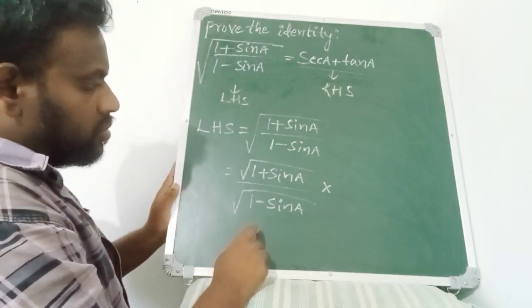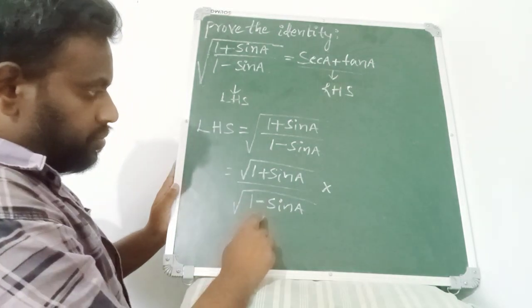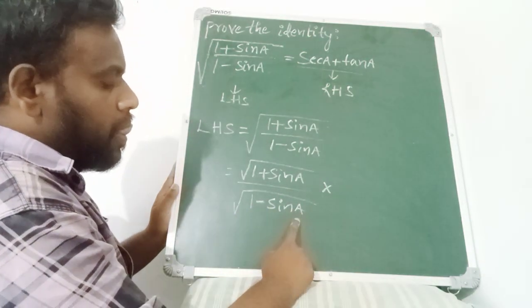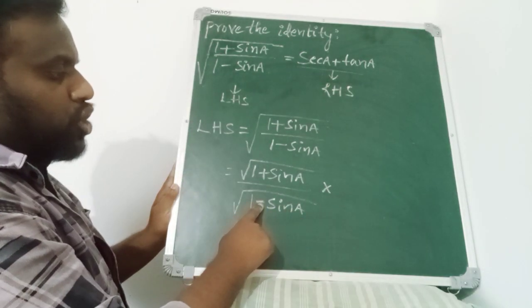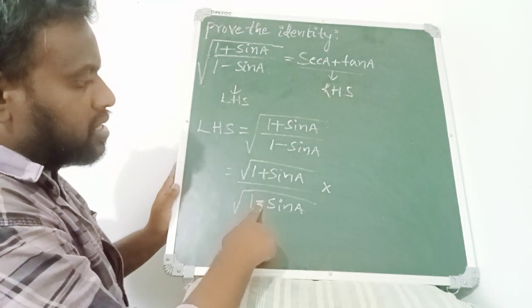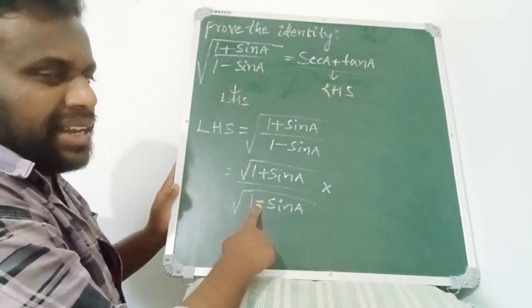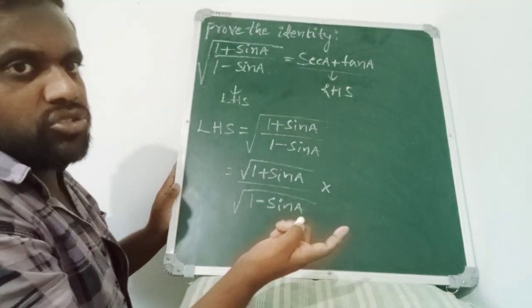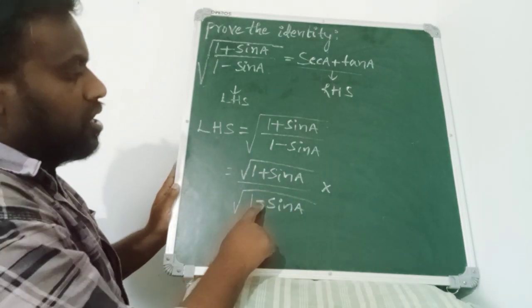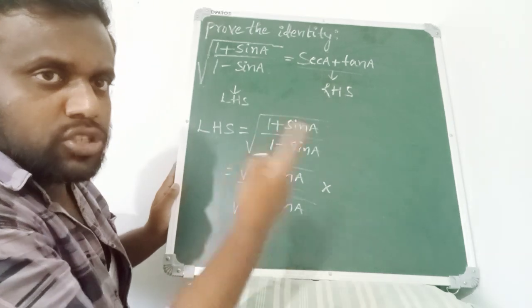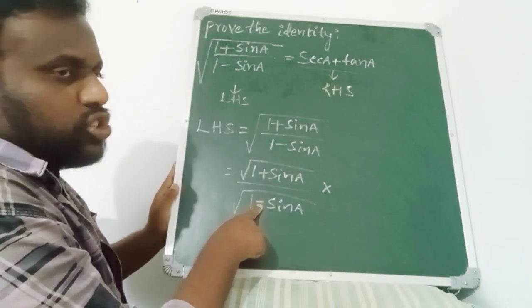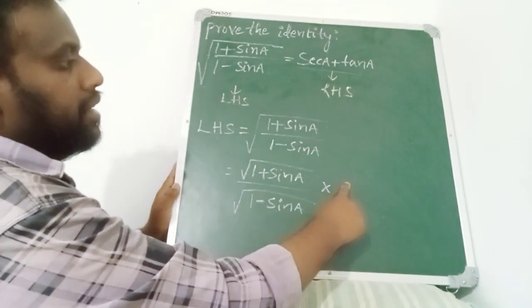Okay. Here 1 minus sin A is there. So you have to change the sign. When you change this minus sign, what will it become? Change this minus to plus. We are just changing. If we have plus here, we have to change this to minus. So we have minus here. We will change this to plus and we will write it here.